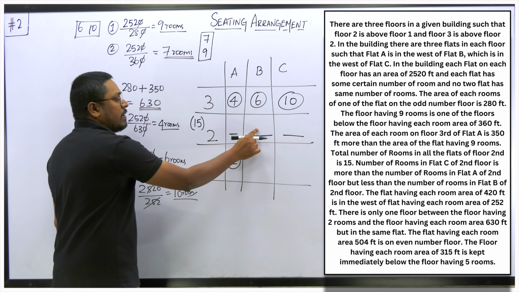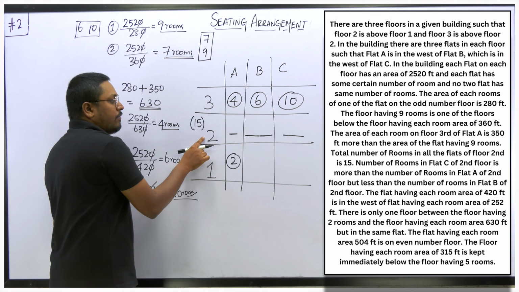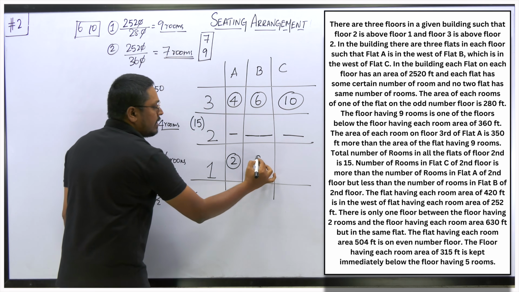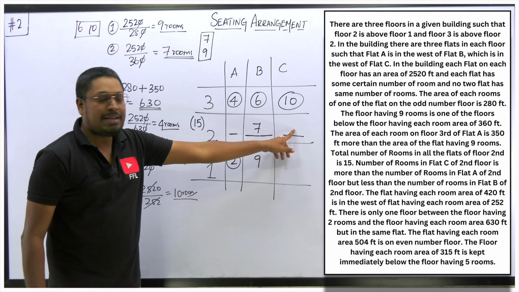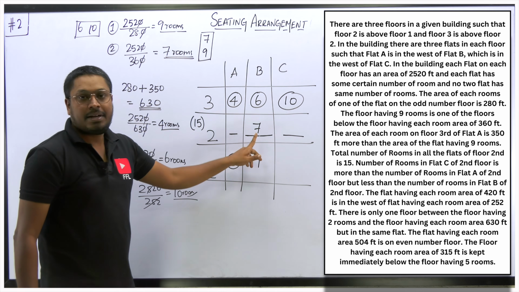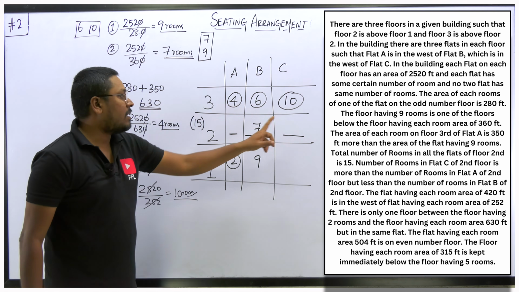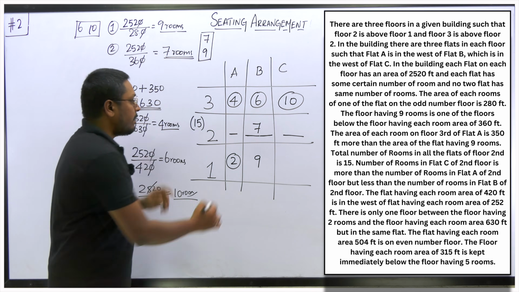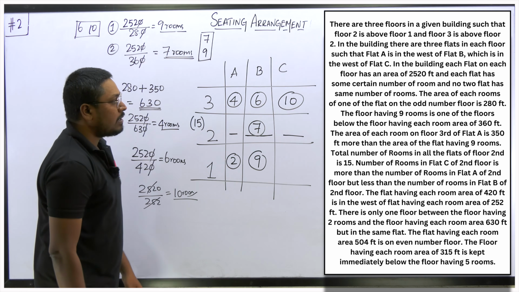And here we already know that this is the largest number of rooms. When compared to all the flats in the second floor, this should be the highest. So definitely this should be 9 and this should be 7. No other way. If you fix 7 here, this should be more than that, like 8 or something. We know the total is only 15. So 7 will not come here. So 9 and 7. So still some more points are remaining, right?